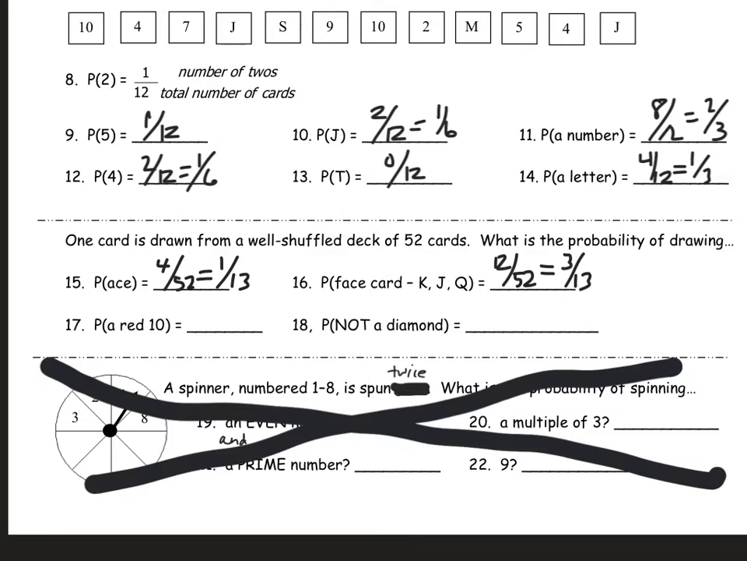So there's only 2 red 10s in the entire deck. In this case, it would be 2 red 10s divided by the 52 total, which reduces down to 1 out of 26.